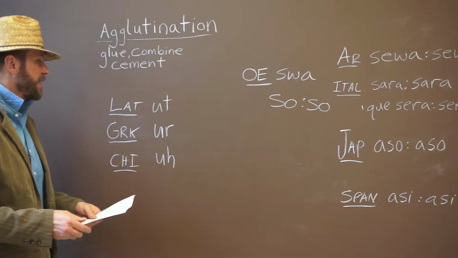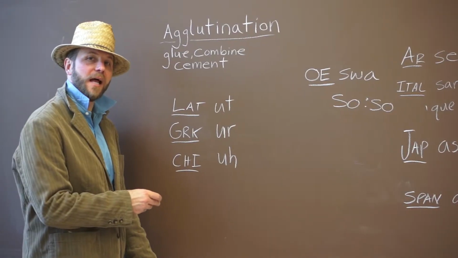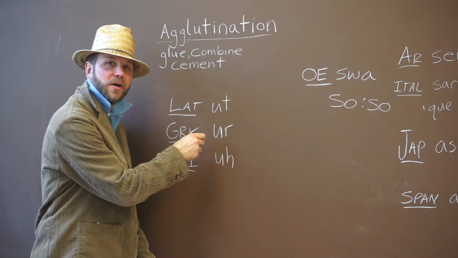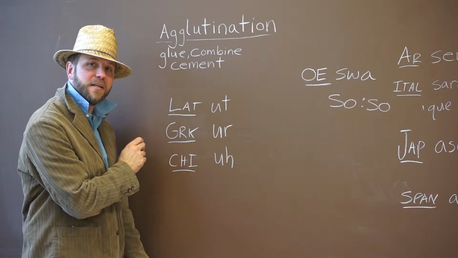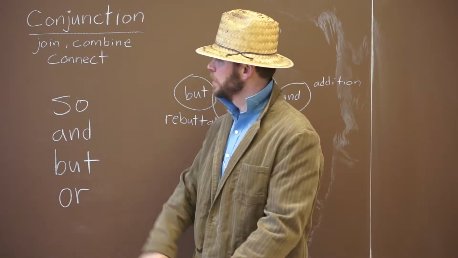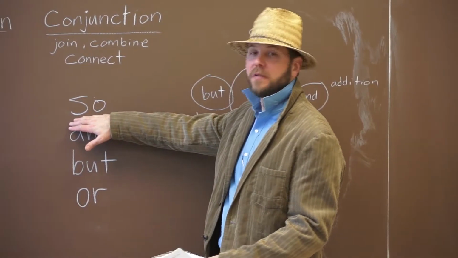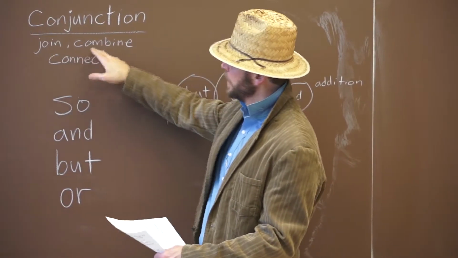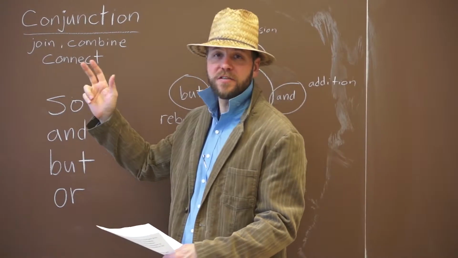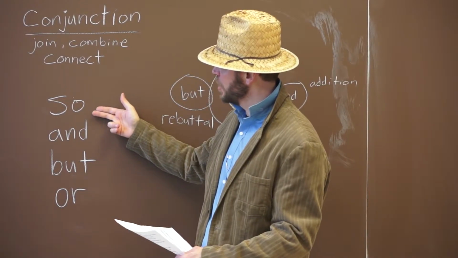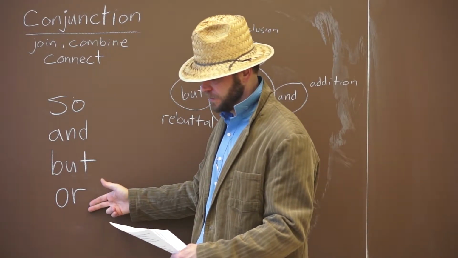And how did they say so in Latin? And in ancient Greek? And in modern Chinese? I see the connection. And what type of word is so? Yes, it's a conjunction. And conjunctions join, combine, connect words, phrases, clauses, sentences, and ideas. And the big four conjunctions are so, and, but, or.